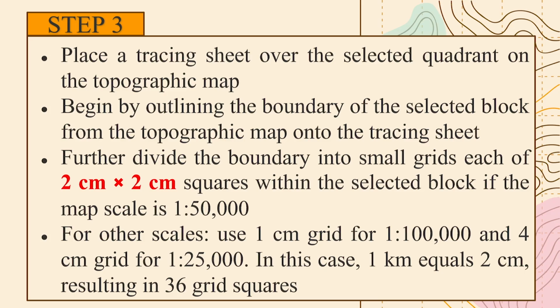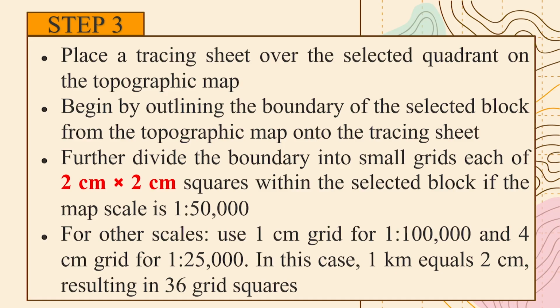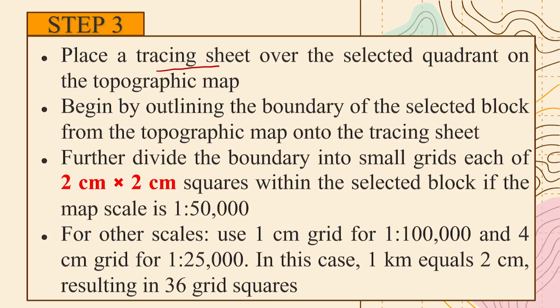Once you are done with fixing the topo sheet and selecting the quadrants, the next and the most important thing is you need to place a tracing sheet on top of the topographic map. This is one of the key steps, as in the further steps, we need to trace all the contours on the tracing sheet. Once you are done placing the tracing sheet on top of the topographic sheet, you should begin by outlining the boundary of the selected block.